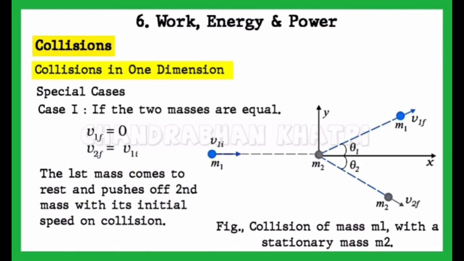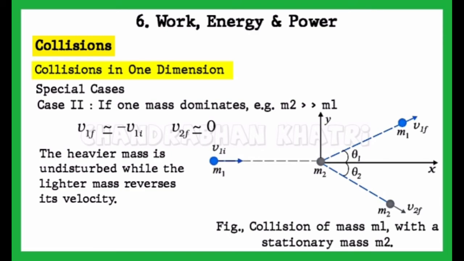Special cases. Case 1. If the two masses are equal, v1f is equal to 0 and v2f is equal to v1i. The first mass comes to rest and pushes off the second mass with its initial speed on collision.